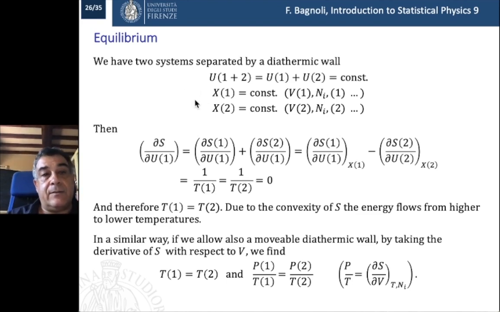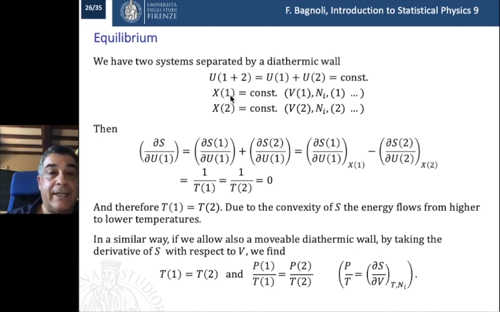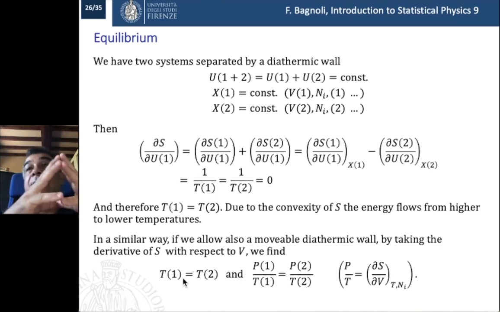Now, I can quickly verify that if I have a system composed of two systems that only interact through temperature, so they are separated by a diathermic wall, and so the energy is the sum of the energies, and all the other thermodynamic coordinates are constant. Then, by maximizing the entropy with a small variation of the internal energy of one of these, I find that the two derivatives have to be the same, and this implies that the temperature of one is equal to the other temperature. So essentially, the equilibrium condition for systems that are in equilibrium through thermal exchange is that they have the same temperature, which is essentially the zero principle of thermodynamics.